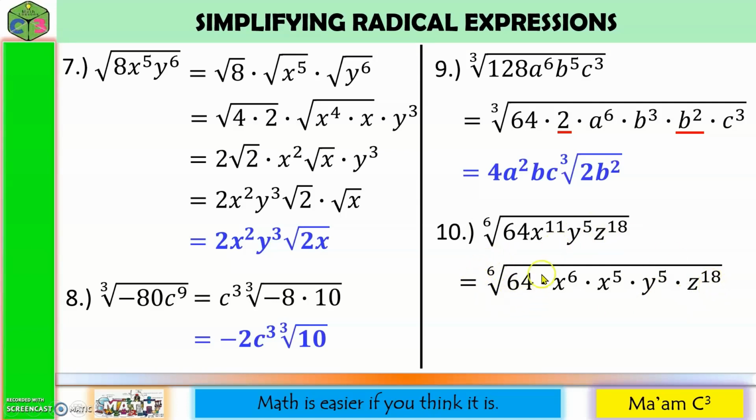So the 6th root of 64 is 2. And then 6 divided by 6 is 1. So I have 1x. And then for y, I cannot factor it out because the exponent is less than the index. 18 divided by 6 is 3. So I have z cubed. What remains are x to the 5th and y to the 5th. That will be my new radicand. The 6th root of x to the 5th, y to the 5th. Notice again that the exponent in the new radicand is less than the value of the index.